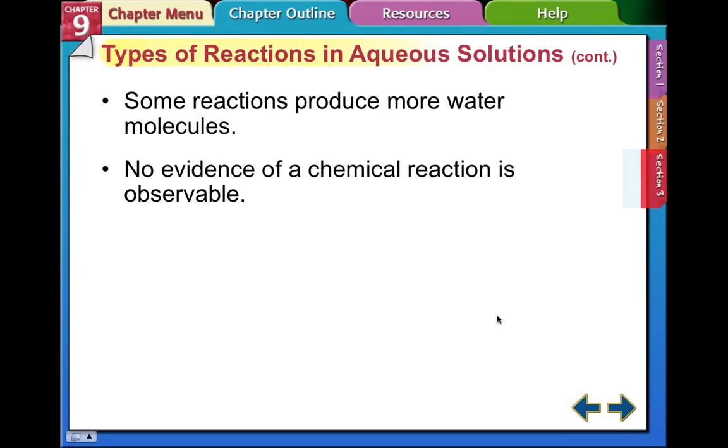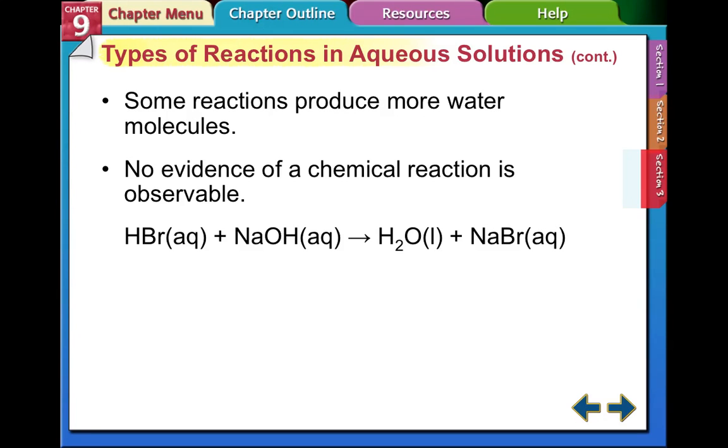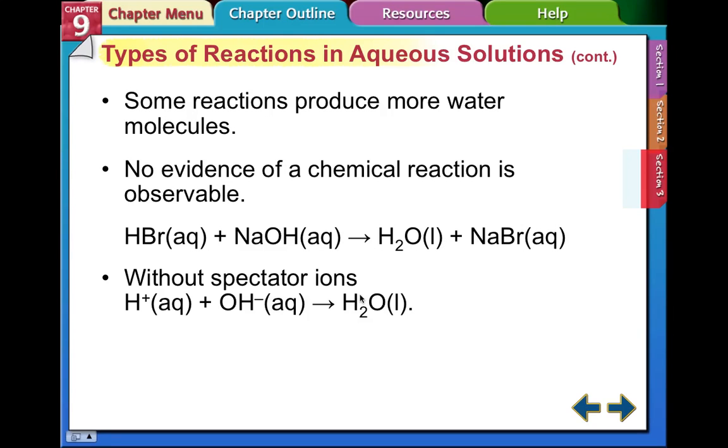Some reactions produce more water molecules. No evidence of a chemical reaction is observed. Okay, so remember we talked about water being in the product side. If you take out the spectator ions, this is what you'll end up with. Remember, they skipped a step. They did not write out the complete ionic equation here. They have just taken out the spectator ions.